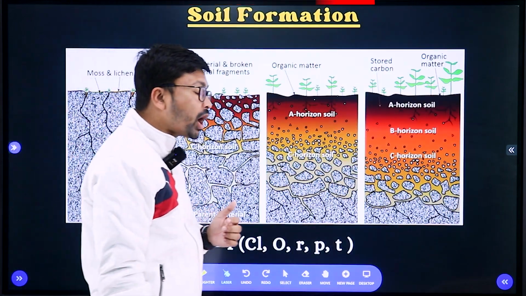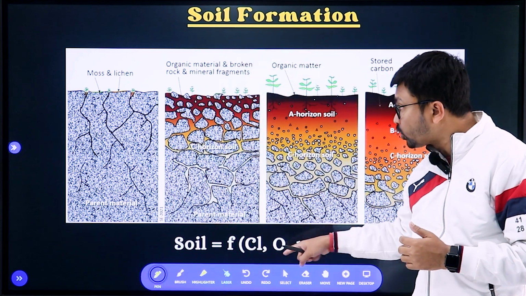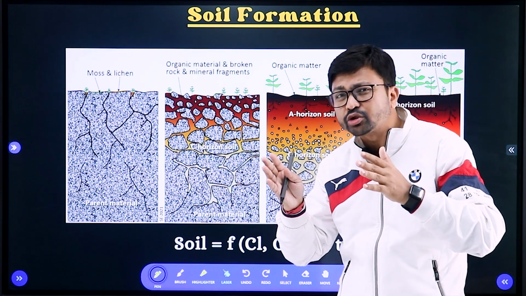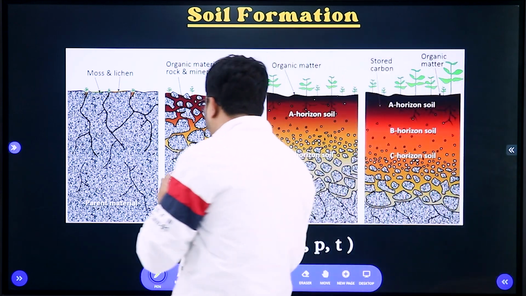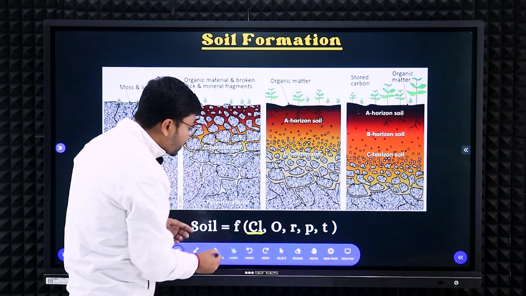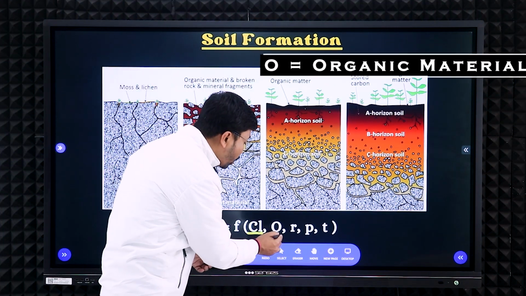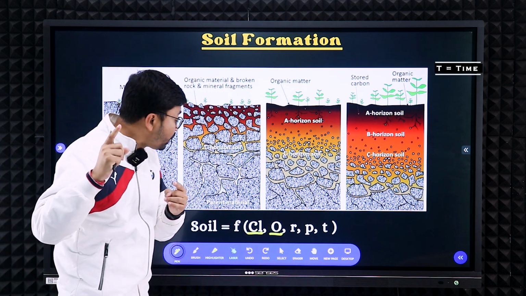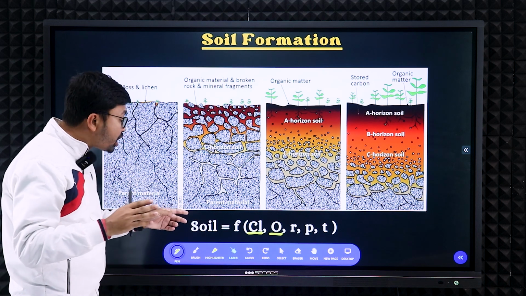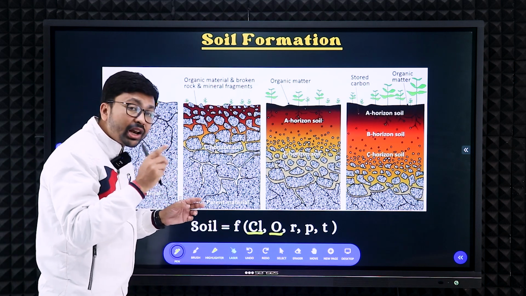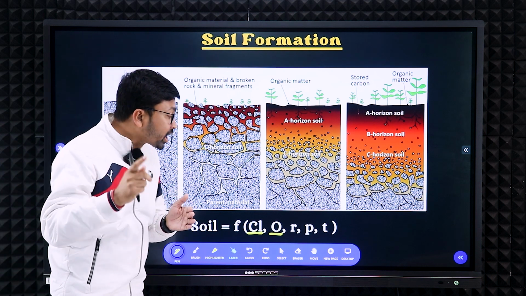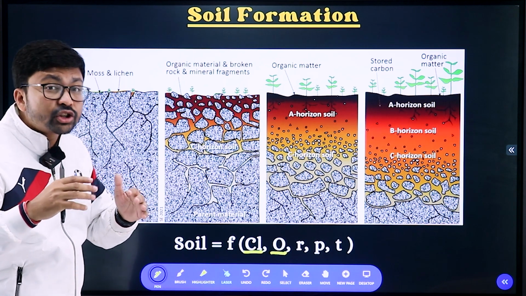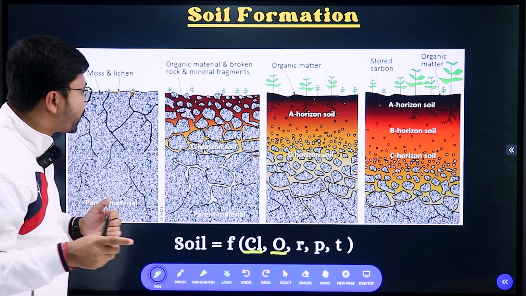Next, here you can see the soil formation, and here I have given one simple equation, right? You need to remember just the equation and you can get all the factors which control the soil formation. What are those? Cl for climate, O for organic materials, R for relief, P for parent rocks, and T for time. So soil is equal to F, where F means factors: climate, organic materials, relief features, parent rocks, and time. Those are the factors which decide the soil formation, right?